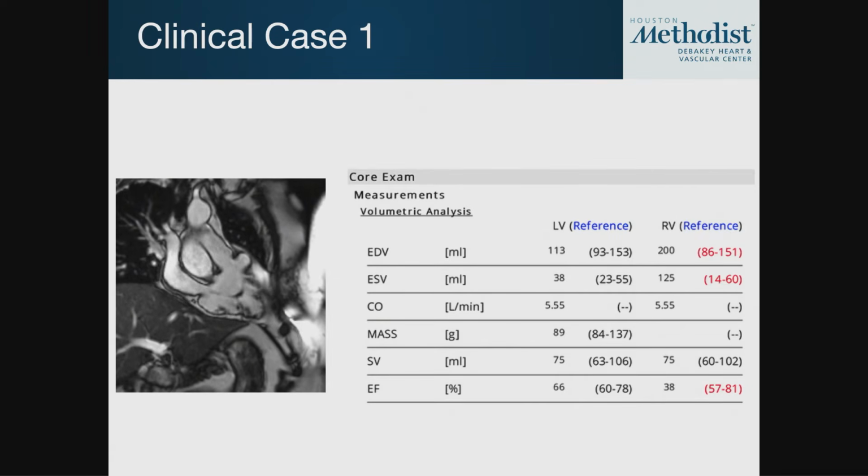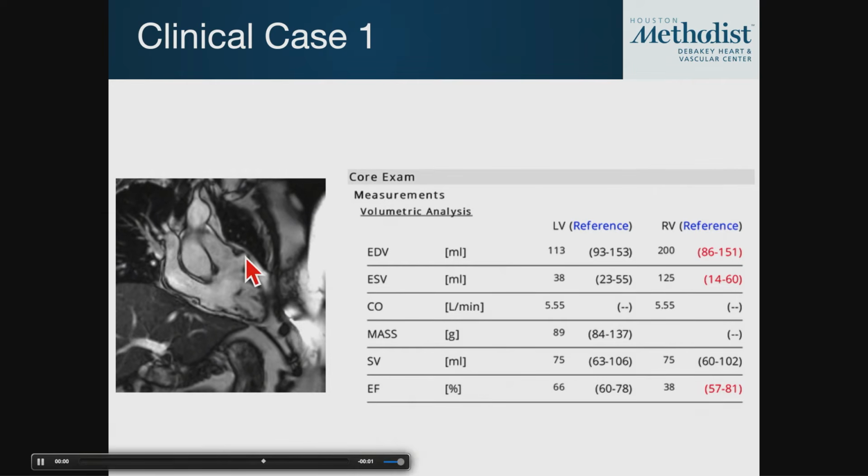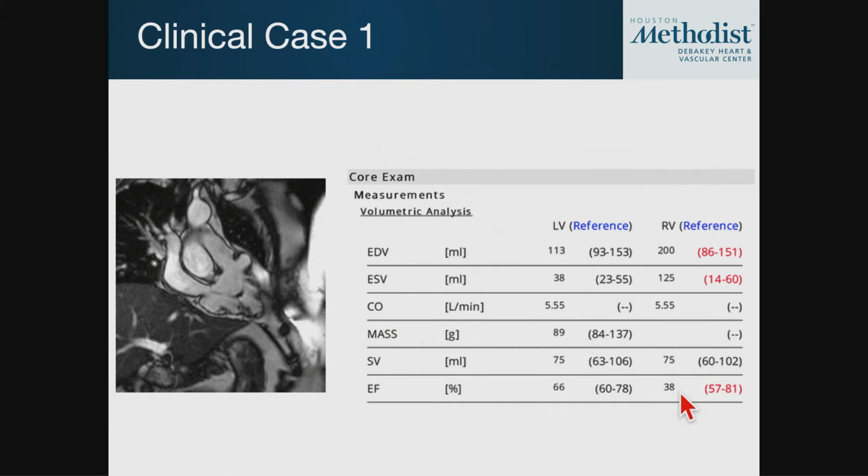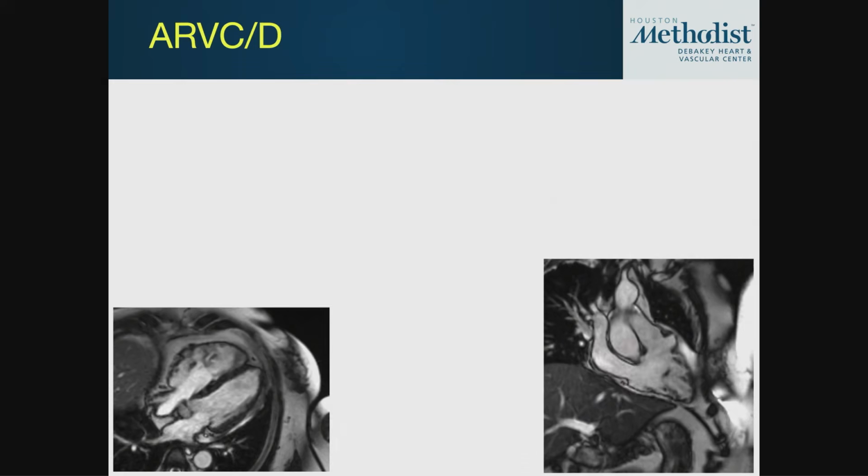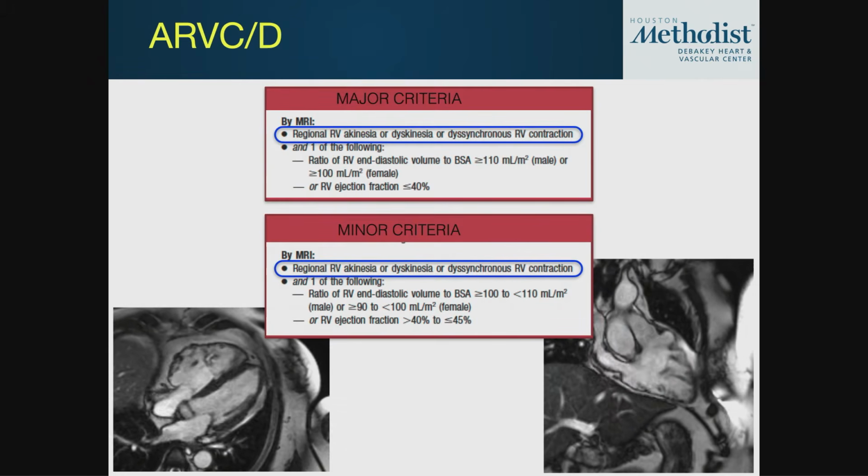Okay, so I'm going to tell you for this patient, again, we went through and did so there's dysfunction of the right ventricle, there's irregular shape, there's an aneurysm. These are the RV volumes here. So 200 cc, RV ejection fraction is 38%. So now these are the specific imaging criteria for RV dysplasia. So you have major and minor criteria.